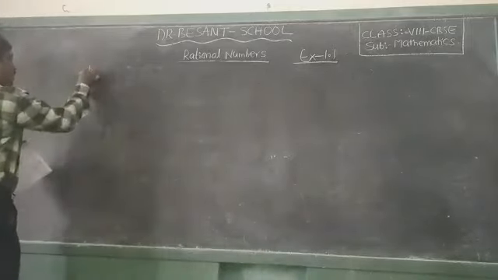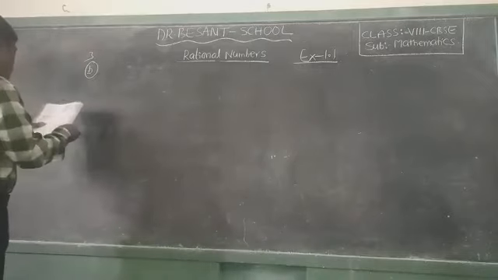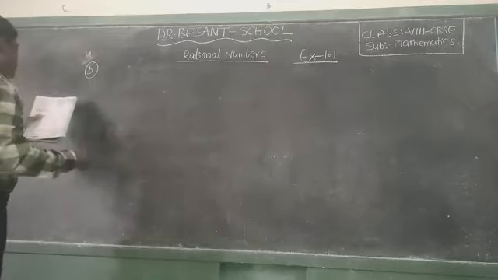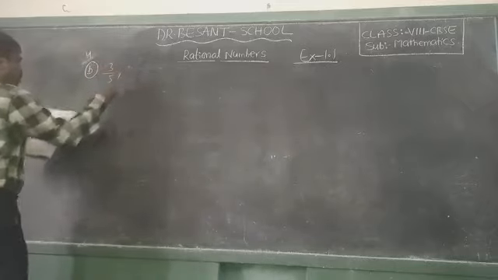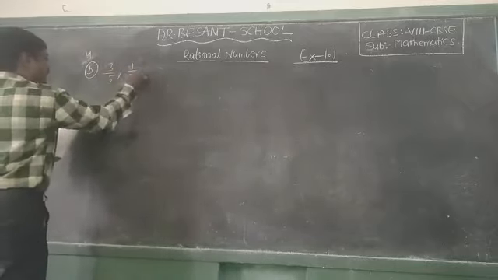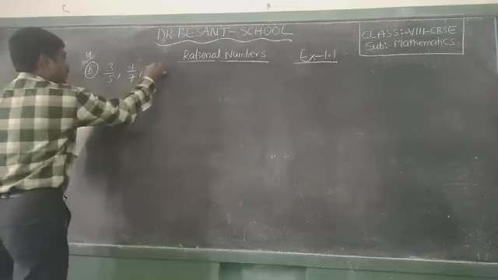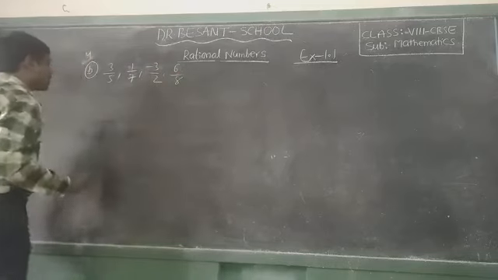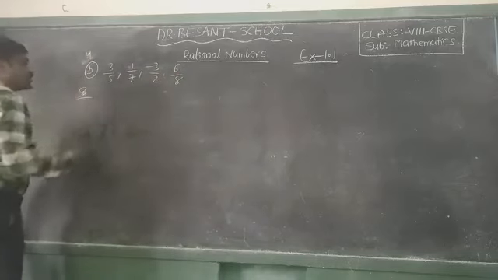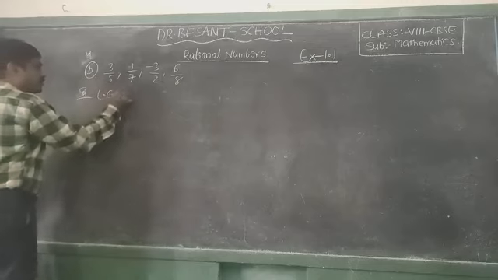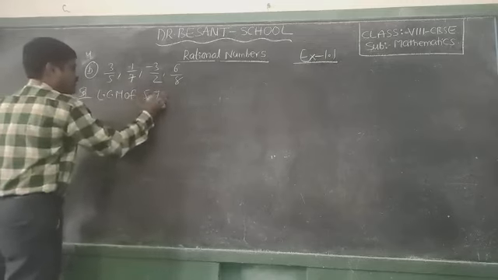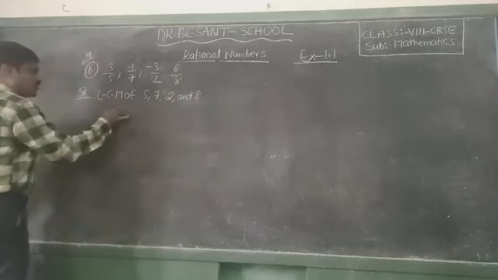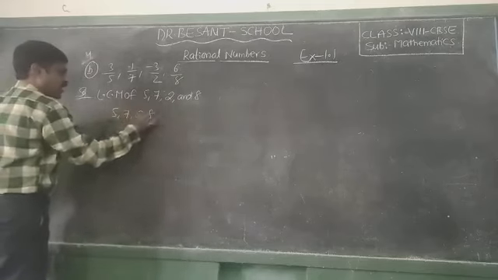Next to B, sorry, fourth Roman B, 3 by 5, 1 by 7, minus 3 by 2, and 6 by 8. So, solution, first we have to take LCM of 5, 7, 2, and 8. So 5, 7, 2, 8.